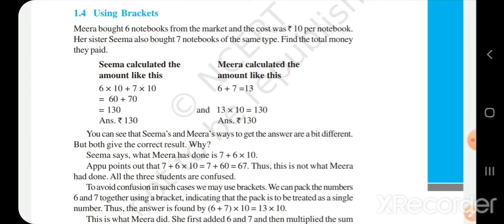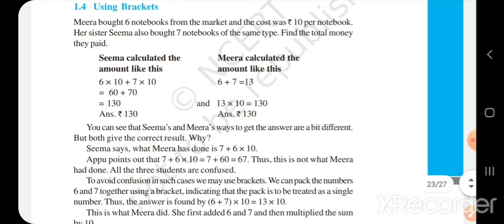Seema says what Meera has done is 7 plus 6 into 10. Appu points out that 7 plus 6 into 10 is equal to 7 plus 60, which is 67, because first of all 10 into 6 is 60 and then 7 plus 60 is 67. Thus, this is not what Meera had done. All 3 students are confused.